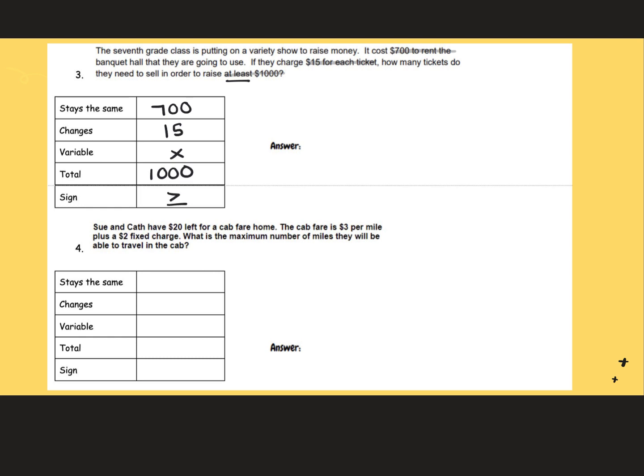All right, so we know that it costs $15 for each ticket. Now here's the not tricky part, but the part that will maybe throw you off: it costs $700 to rent the banquet hall. So that means whatever you raise, that $700 has to come out of it. So I'm going to subtract the 700, and it's greater than or equal to 1,000. All right. So whatever money you raise, you have to pay that $700 first, and they want to raise at least $1,000. So to solve this, I'm going to go ahead and add 700 to both sides.